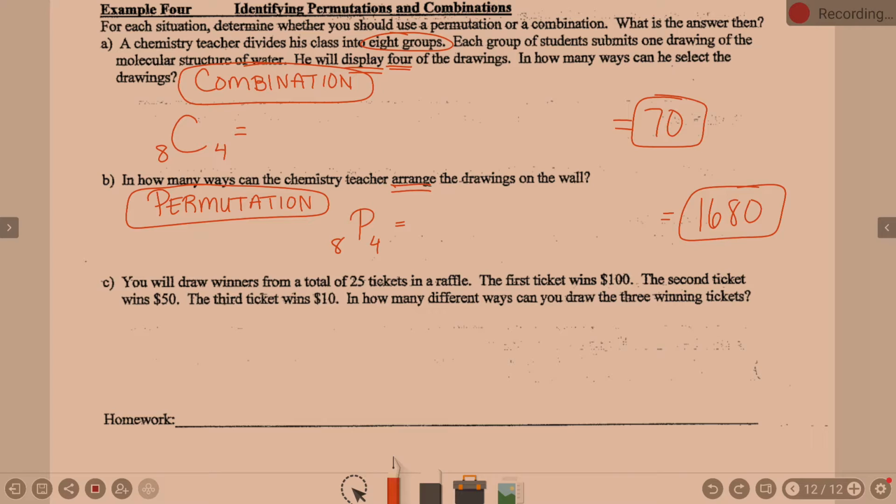C, you will draw winners from a total of 25 tickets in a raffle. First ticket wins 100, second wins 50, third wins 10. How many different ways can you draw the 3 winning tickets? Does order matter? Do you care whether you get picked first, second, or third here? Oh yeah. We want $100, not $10, right? So order matters. This is a permutation.